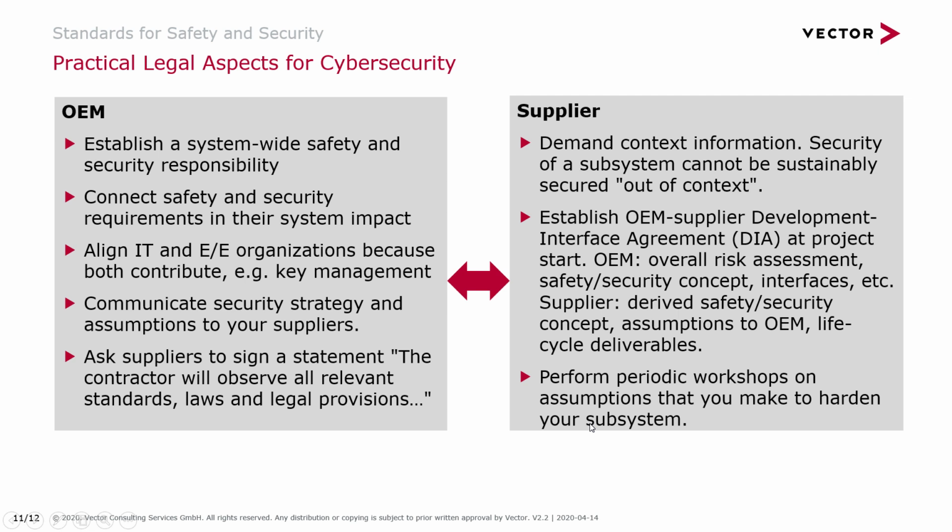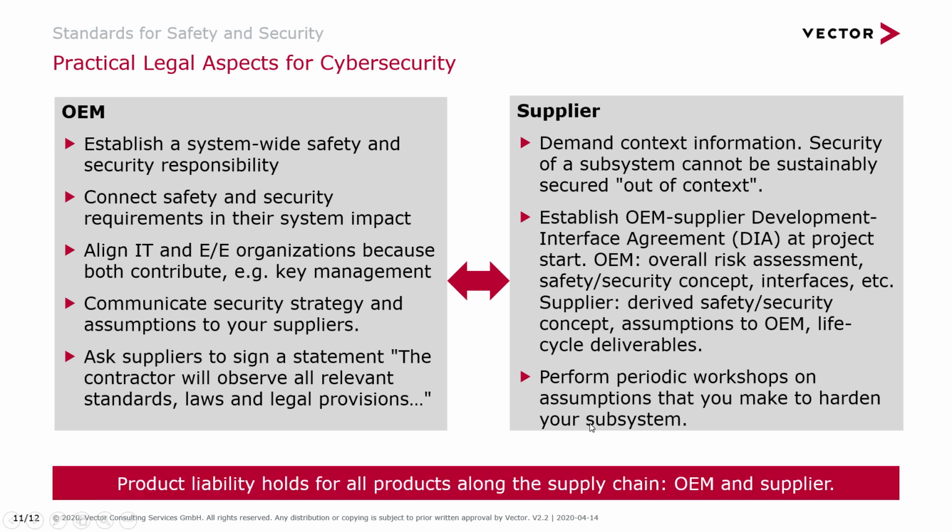It's clear that the OEM can and will not disclose all the underlying security mechanisms, especially if there are different suppliers. But on the other side, since we have to take assumptions, it's also clear that we have to harden our subsystem based on valid assumptions. And this is exactly what we recommend in these workshops. With this being said, we can conclude what I said in my introduction, that product liability holds for all the products along the supply chain. It's not something where we can simply say, it's the one who brings the product in the market. I mean, there's a supply chain behind. And the supply chain is governed by product liability.